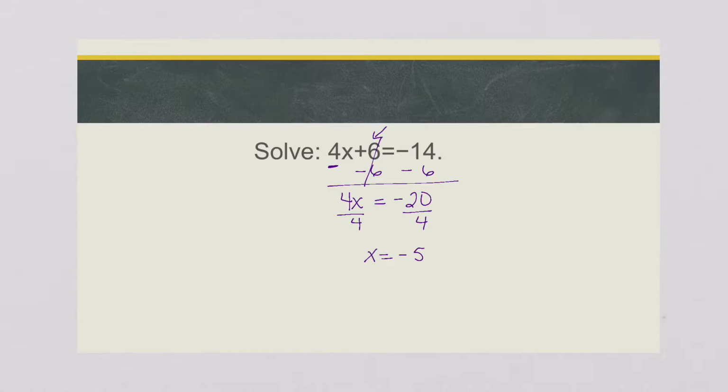And again, this is something that we can test. So let's check our answer. 4 times negative 5 plus 6, does that equal negative 14? 4 times negative 5 is negative 20. Negative 20 plus 6 is negative 14. So that is true. I know that this is my answer.